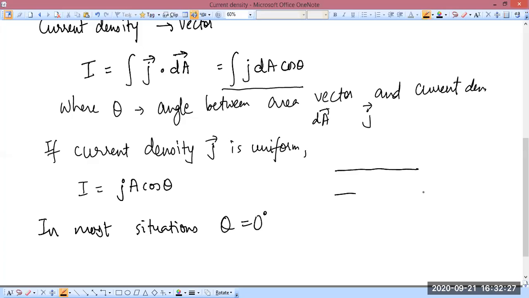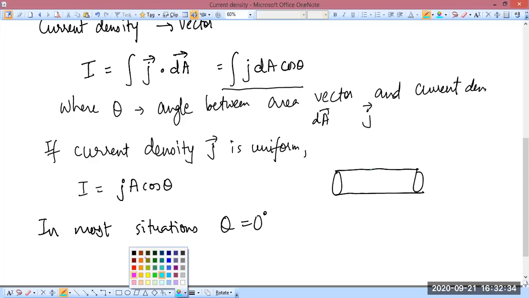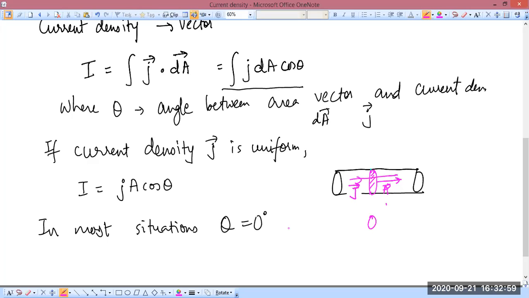If you draw a diagram, let's say this is a wire. Typically we take this kind of cross section. The area vector of this cross section either comes this way or the opposite way. So if current is flowing in this direction, we typically take current density also in the same direction. Then the angle becomes 0, so you get I is equal to J into A.